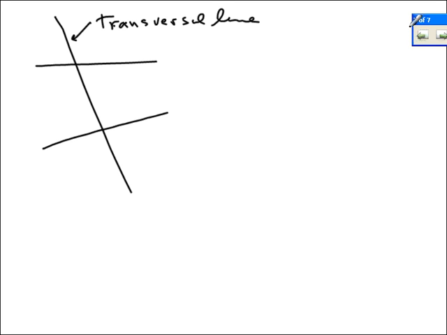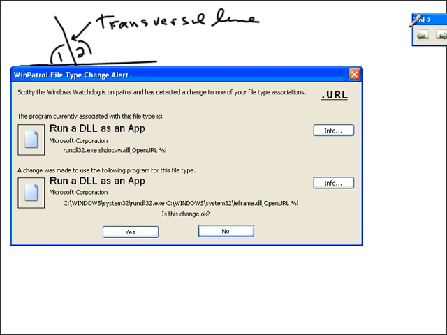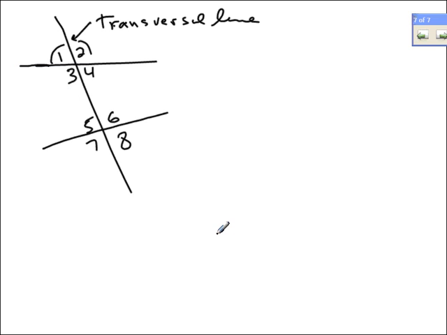And that line, the transversal line, pretty much makes up 8 angles. Angle 1, angle 2, and I'm not saying these angles are equal by any means. Angle 3, angle 4, angle 5, and 6, and 7, and 8. Okay. Now, I'm going to talk about regions.